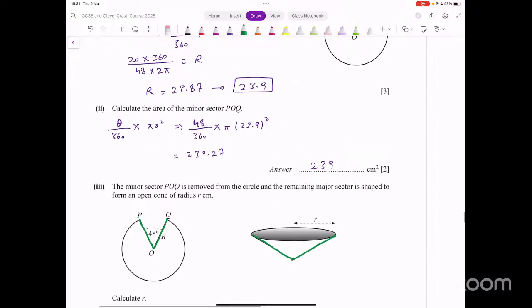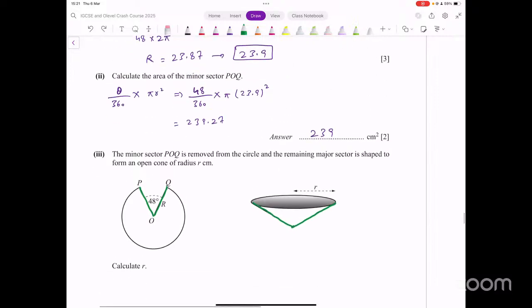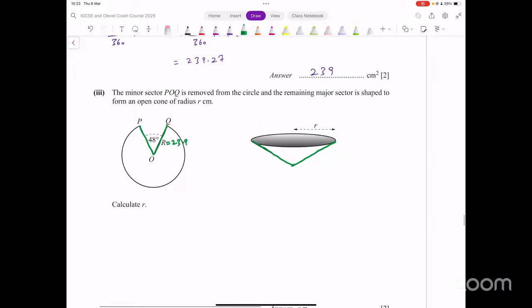We have found the value of r before, that's 23.9. So we know that the slant height of this cone is 23.9. And what about the arc length? What does the arc become in that figure? The arc length of the sector becomes the circumference of the circular base of the cone.